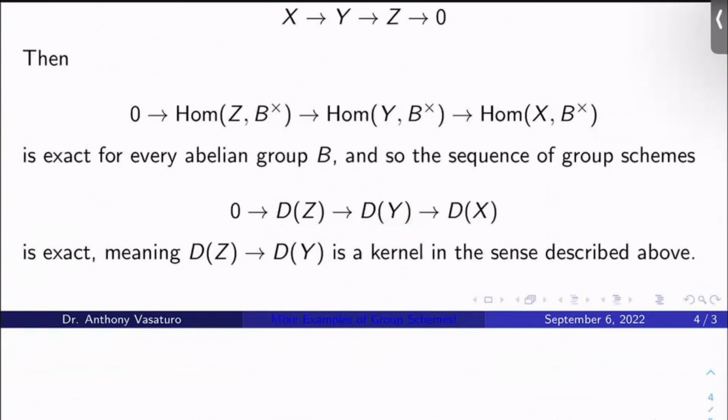Okay, so next time we'll look at mu sub n, the nth root of unity group scheme, and we'll look at alpha sub n as well.